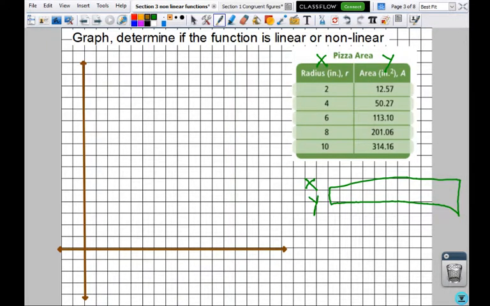If we're going to graph it, I need to figure out if I need to do anything to change my graphs. On my X's, what's my smallest X? 2. What's my biggest X? 10. If I'm going to graph these, can I go from 2 to 10 pretty easy? Yes. So for my X's, I'm going to go by ones. That's not a big deal. But let's look at my Y's. What's my smallest Y? 12.57. What's my biggest Y? 314, right? Which means that's getting pretty big.